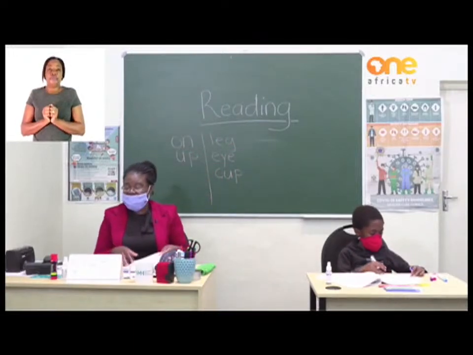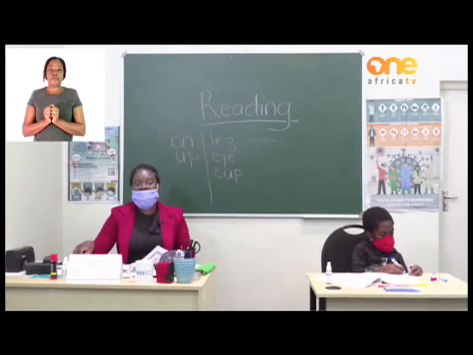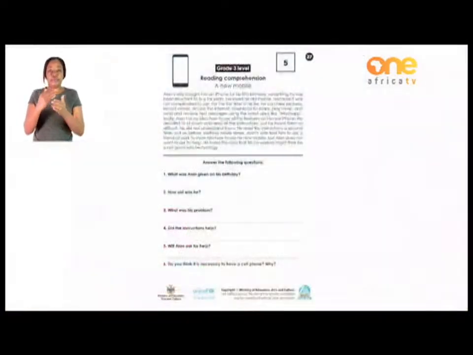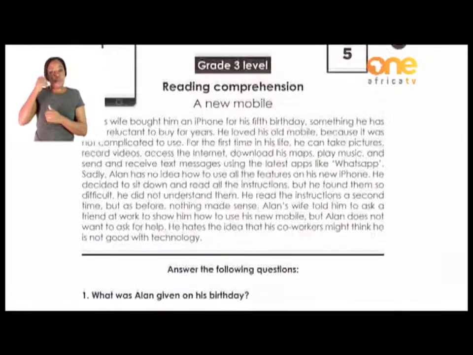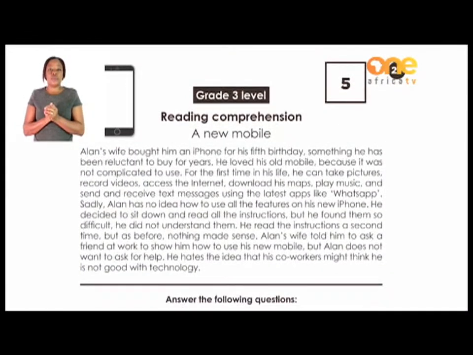Now I'm going to take the grade 3s with me to page 27, where we are going to read a comprehension and then we are going to answer. We have a story there of a new mobile. We are going to read this story and we are going to answer the questions that follow. Now let's read together. You follow with me at home.